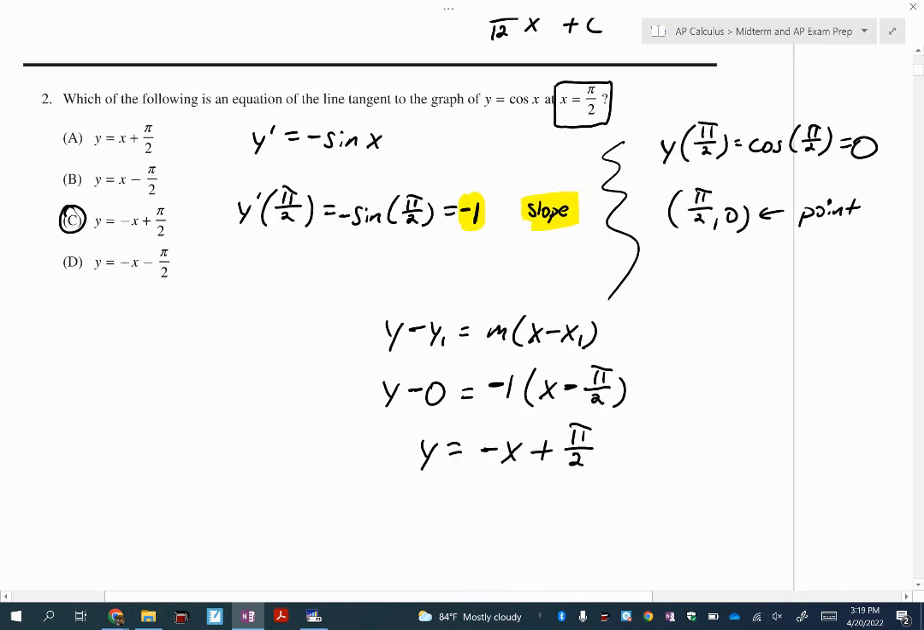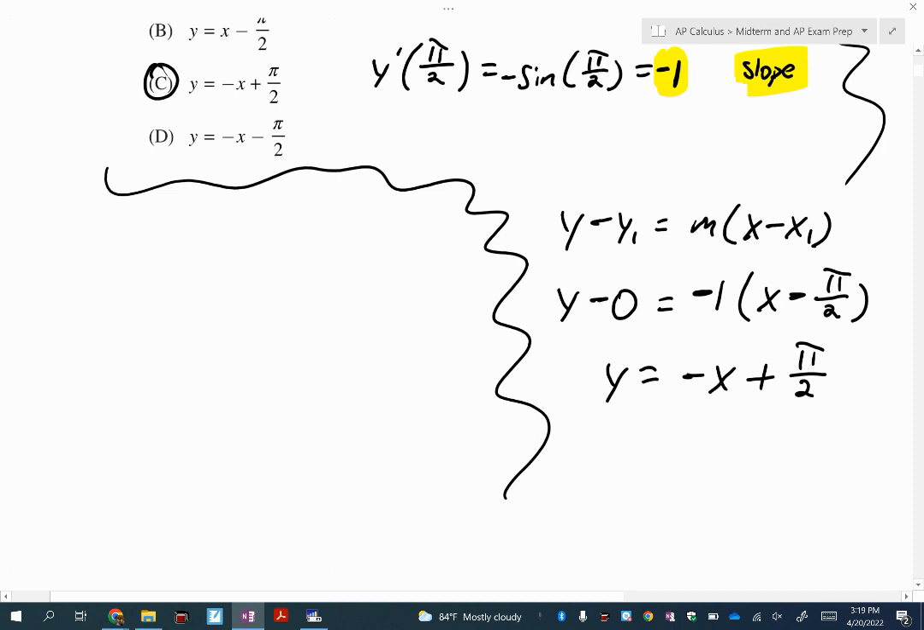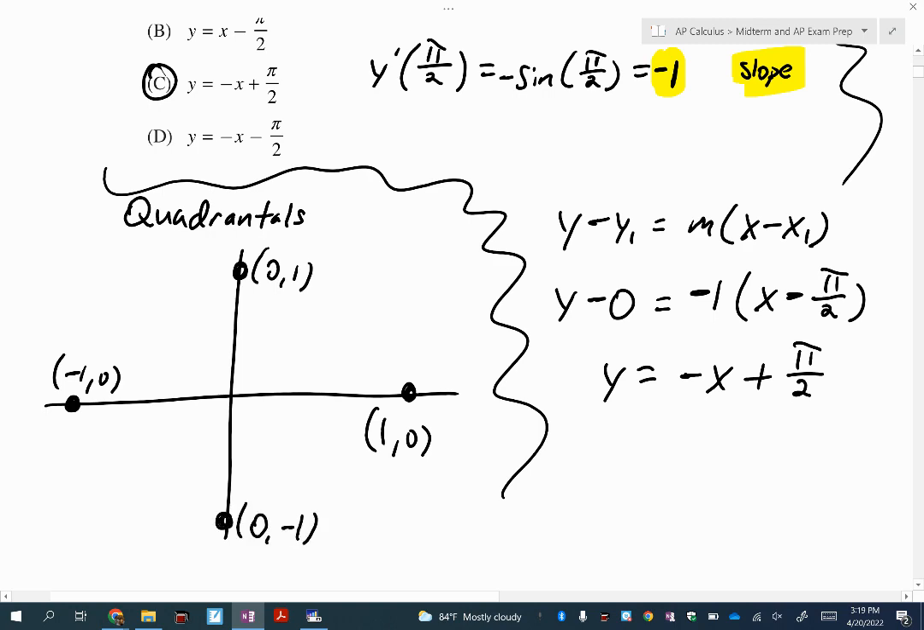Do I need to go over how to find those right now? The quadrantals again? Yes. All right, so I guess I'll write it again. How many times have I done this? Gosh, I don't know. All right, so this one I always put is ordered pair 1, 0, 0, 1, negative 1, 0, 0, negative 1.